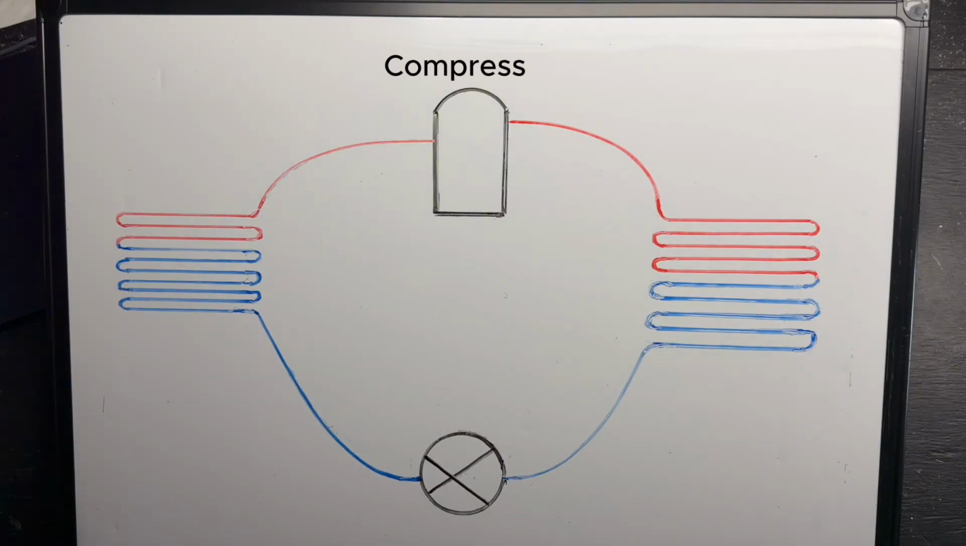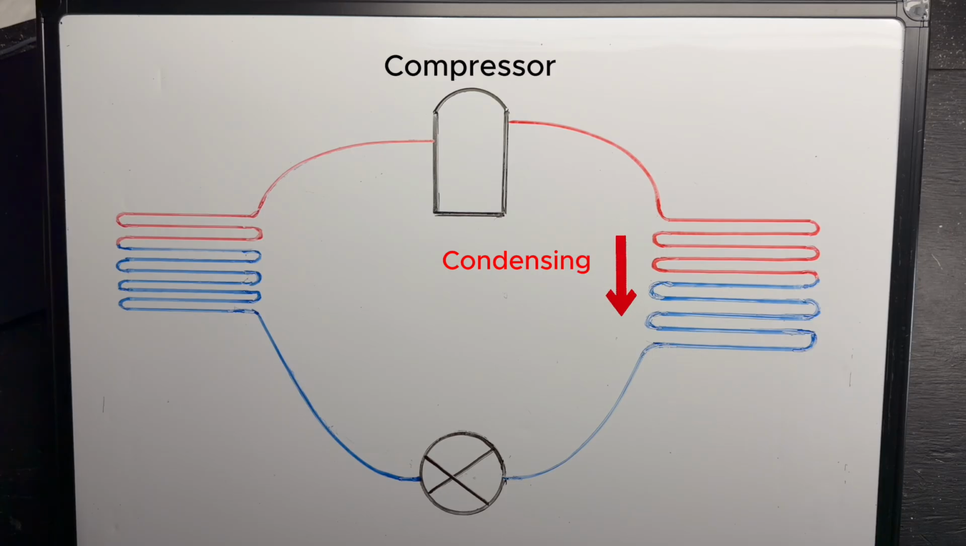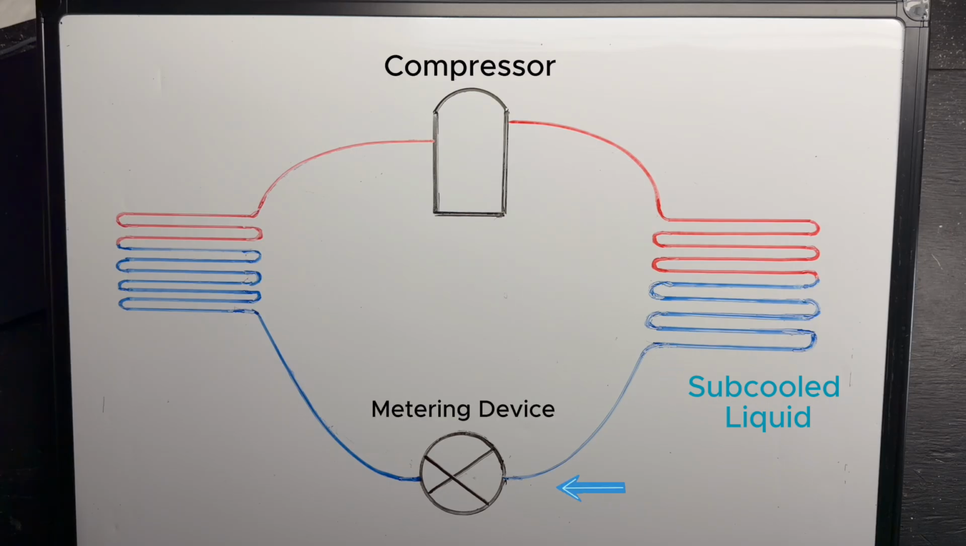Starting again at the compressor, or vapor pump, the incoming vapor is compressed into a high-temperature hot gas. The superheated vapor refrigerant is then routed through the condenser coil to remove heat. As the vapor condenses, the temperature drop turns it into a subcooled liquid. The subcooled liquid is then piped into a metering device.